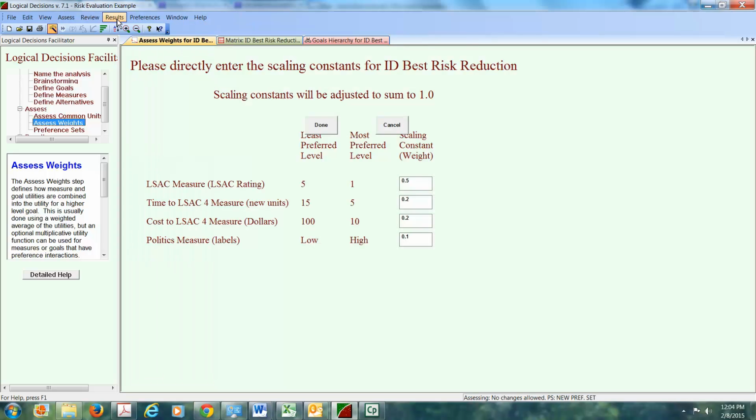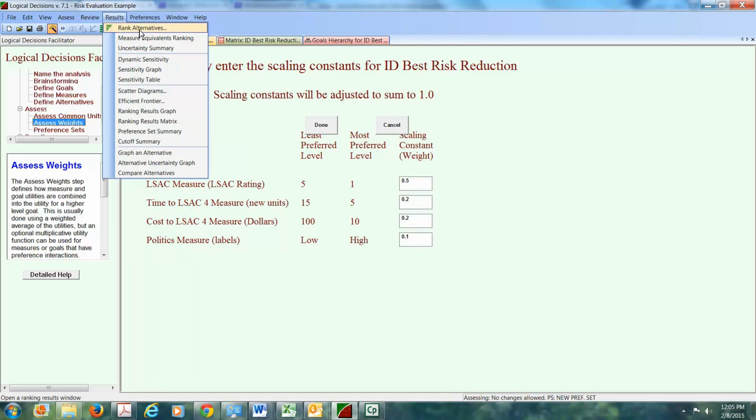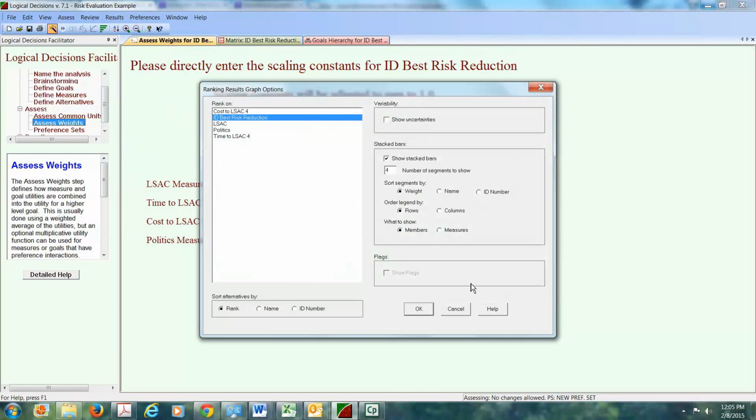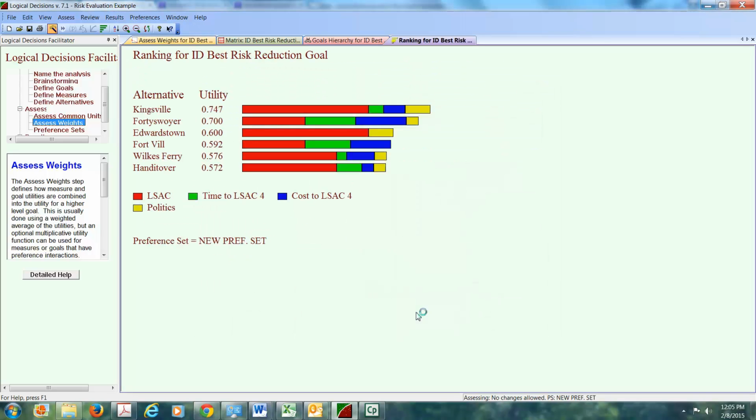So now I'm just going to go up to the results, and right now I'm going to ask you to trust me. There is a mathematical algorithm that's used to combine the weights with the evidence and come up with results. I'm just going to say rank the alternatives for me, please. And here it does that.